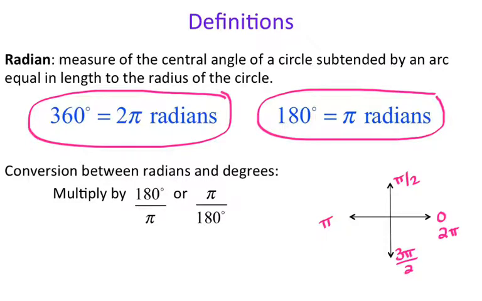Again, your homework is going to ask you which quadrant the radian measure falls into. So you have 0, 90 is pi over 2, 180 is pi, 270 is 3 pi over 2, and 360 is equivalent to 2 pi. You're also going to have to convert between radians and degrees, and to do that you're either going to multiply by 180 over pi, or you're going to multiply by pi over 180. It just depends on what you start with.